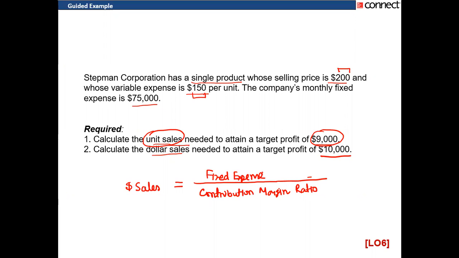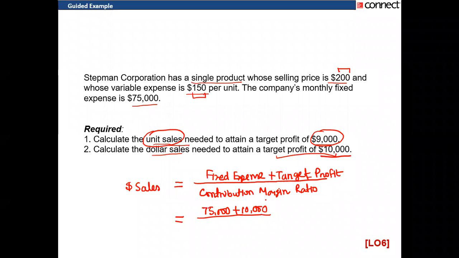But here you see, we are not interested in the break-even sales, but we want sales which will help us achieve a target profit of $10,000. So we have a target profit requirement. Let me write it as target profit. I showed you the logic of why we are adding target profit in the same equation. So we know that our fixed expense is the same $75,000, and our target profit is now $10,000 here.